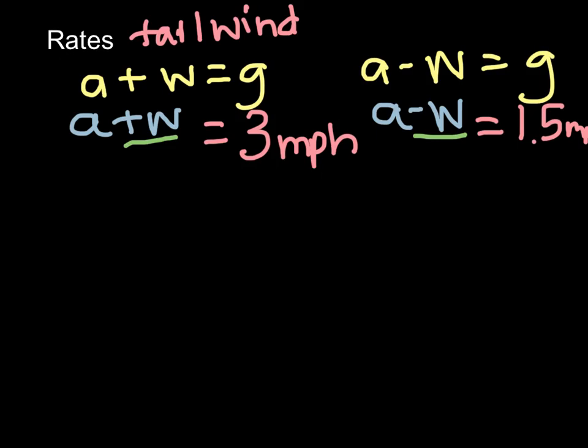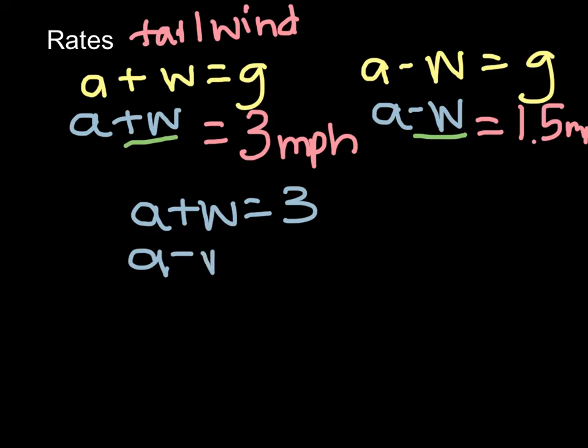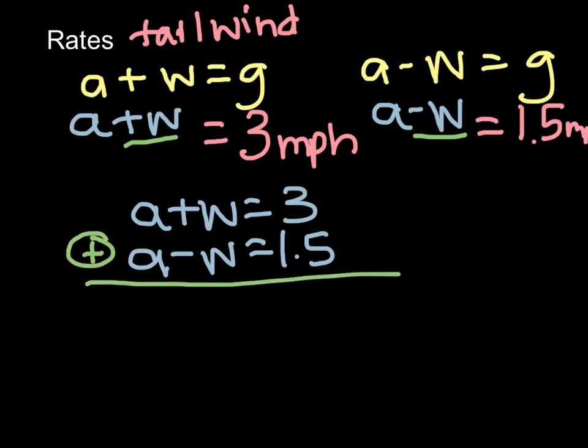In front of that variable would be a 1, so you have a positive 1 and a negative 1. So I am going to write these vertically. So I have a plus w equals 3, a minus w equals 1.5, and all you have to do is add these two equations together, and you're going to eliminate your wind speed. You're going to find your airspeed. So these would cancel. So you get a plus a is 2a is equal to 4.5.